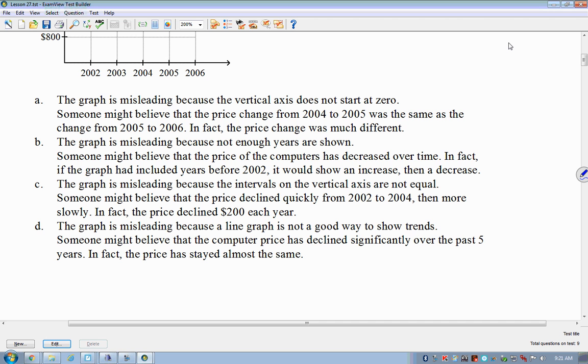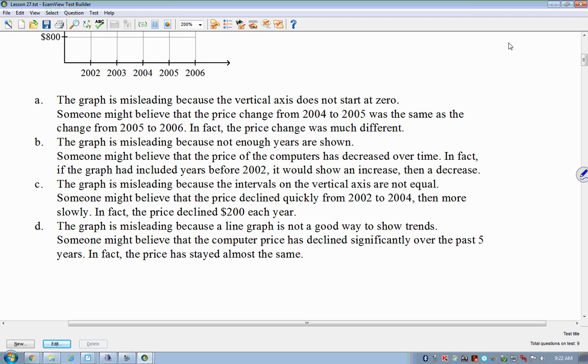That may or may not be. Some might believe that the price change from 2004 to 2005 was the same as the change from 2005 to 2006. In fact, the price change was much different. Actually, it wasn't much different. Okay. B, the graph is misleading because not enough years are shown. Well, that's not really a problem. Some might believe that the price of the computers have decreased over time. In fact, if the graph had included the years before 2002, it would show an increase, then a decrease. Well, we don't know that. Right? We don't have enough data to prove that.